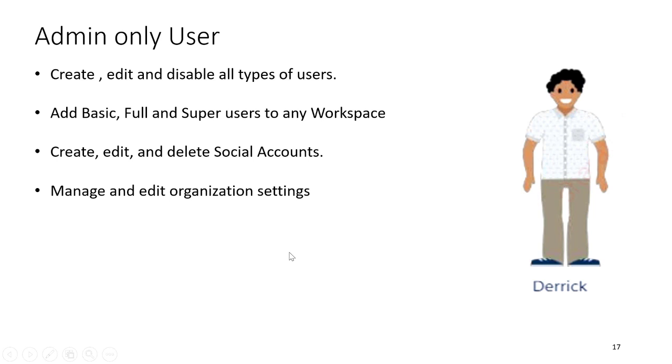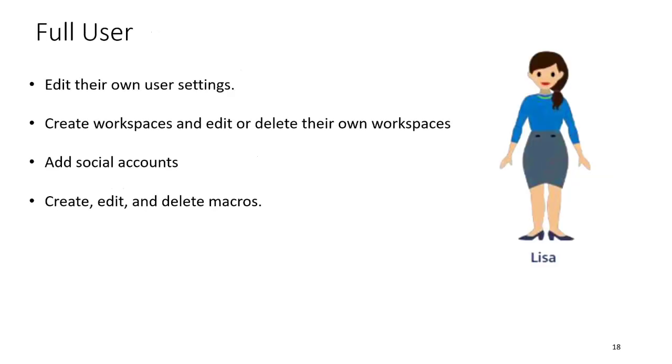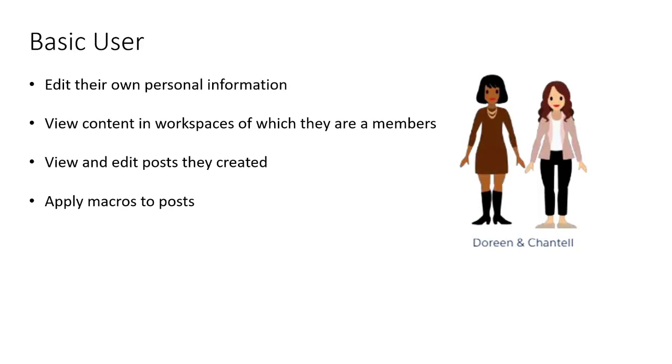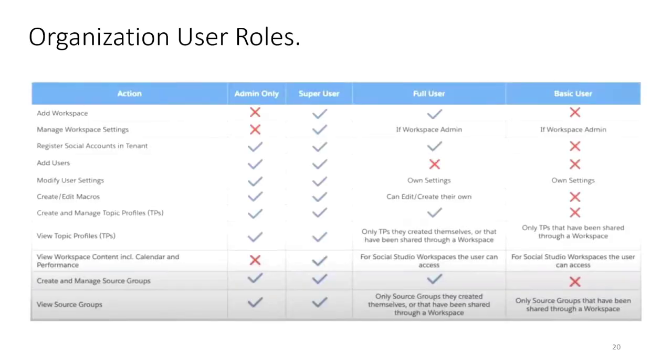Next, the admin only user. The admin only user comes next to the super user. He has some restrictions with respect to adding social accounts and adding users, compared to the super user. The full user is completely based on particular workspaces, and the basic user is generally used for reporting purposes or for viewing. He has only view options.